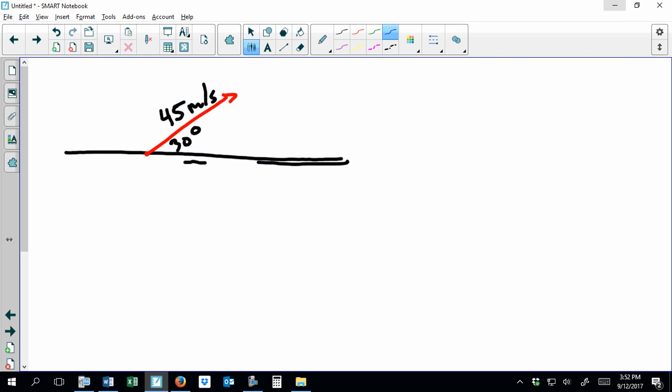This is more of what we will do as we go throughout the unit. You do have to be able to do both, but this is what we're going to take with us as we go on into projectile motion.